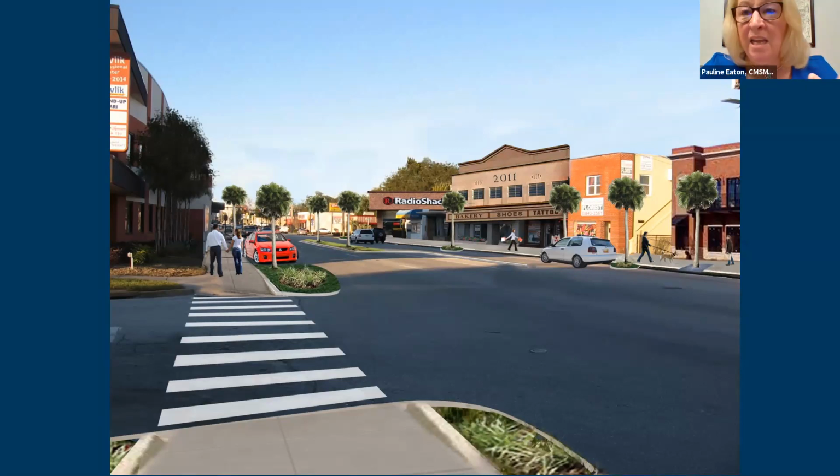So we have a NID, which is a neighborhood improvement district, in this area now that's actually doing some of these things. But the first thing you have to do before you can find the funding to do these projects is actually get a plan.